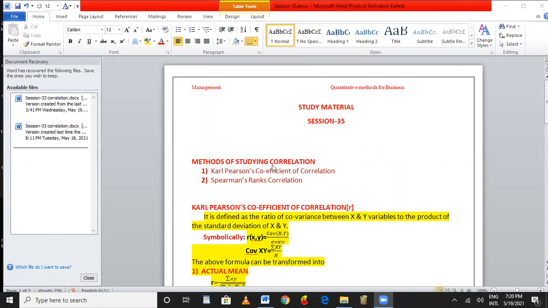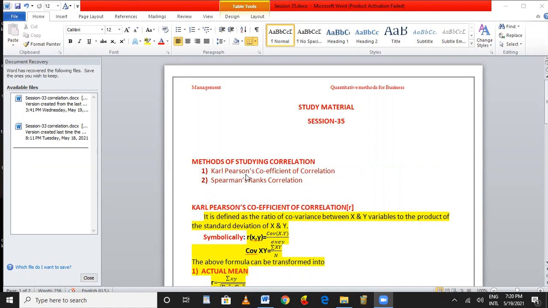Methods of studying correlation. The first one is Karl Pearson's coefficient of correlation. Second one, Spearman's rank correlation. Here, how we can study the correlation. Correlation means the relationship between two or more variables. Simple means two variables.